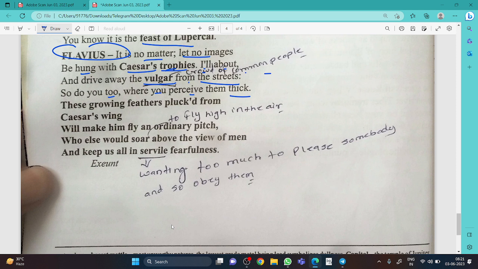Means how jealous Flavius and Marullus were, that they were extremely jealous of the growing influence and power of Julius Caesar, my dear students. "These growing feathers plucked from Caesar's wing will make him fly an ordinary pitch," means to fly high in the air. "Who else would soar above the view of men and keep us all in a servile fearfulness," means wanting too much to please somebody and so to obey them.